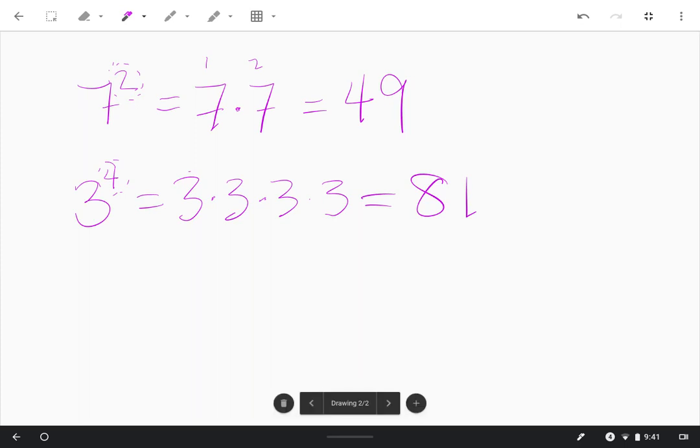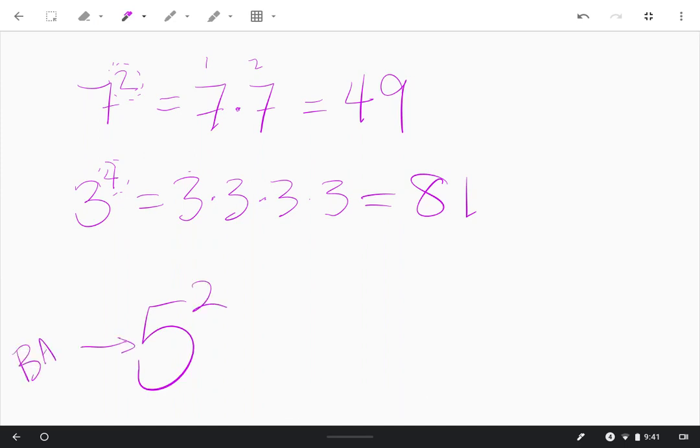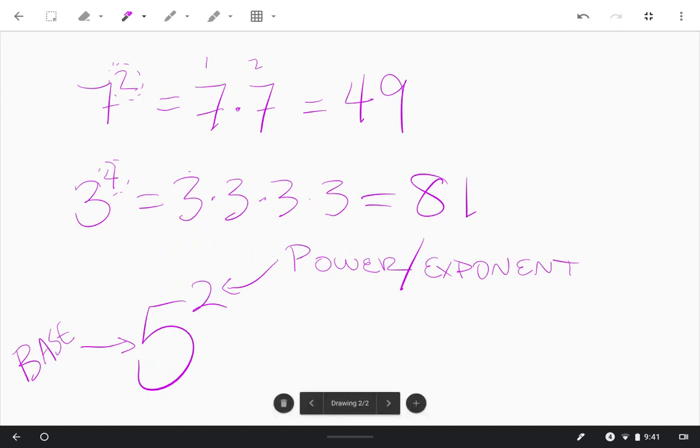And so just knowing, first of all, that when we look at a number that has exponents, we call this number right here the base, and we call this number right here the power, or the exponent. So that would be some important information for you to know here.